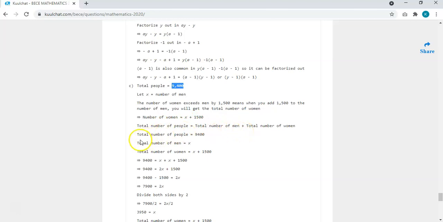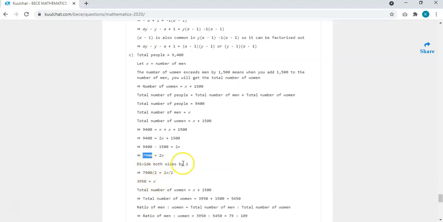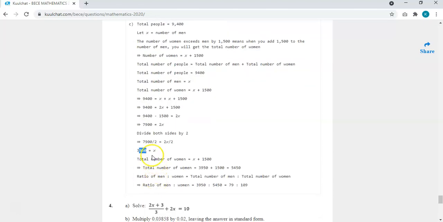Okay. So since the total people is this, the number of men is this, and the number of women is this, when we add them, we have S plus the number of women, which is S plus 1,500, to give us the total number. So when we add, this one comes here. When you subtract, you get this is equal to this. And you divide both sides by 2, you get this one, which will be the number of men. So to get the number of women, you add this to this. So that will be the total number of women. And the ratio is going to be this and that.